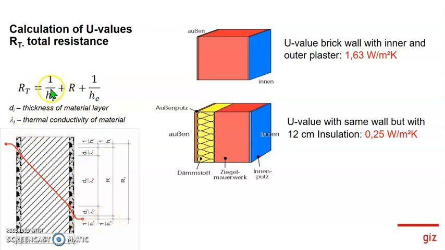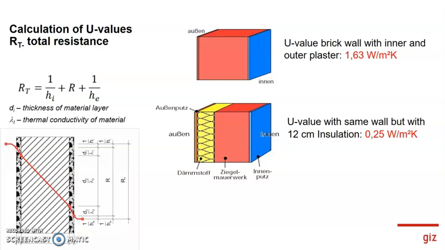That's a formula, and it can be very, very long depending on how many layers of material you have for your wall, roof, or for a floor plate. But in a nutshell, and the very simple one, for example, you have a brick wall, you have an outer mortar layer and an inner one, and roughly the U value would be 1.63 watt per square meter per Kelvin. If you add some insulation here, for example, 12 centimeter, then it will go down to 0.25 watts per square meter Kelvin.